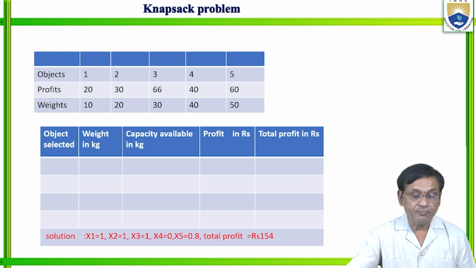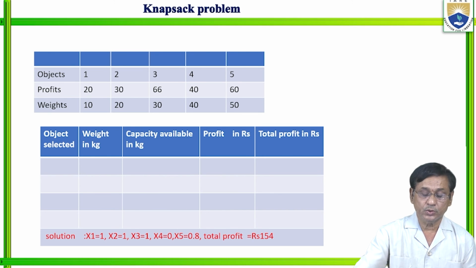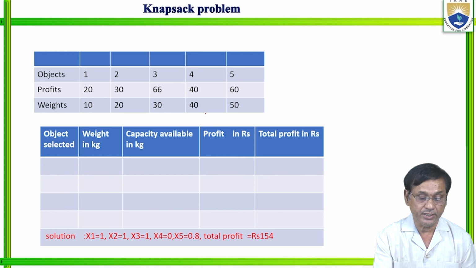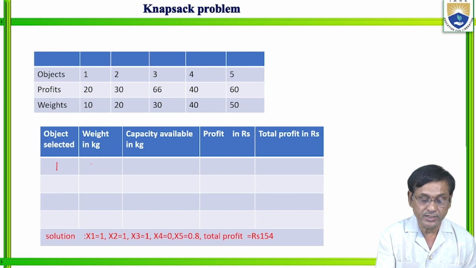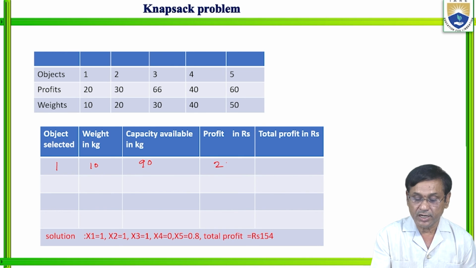Considering smaller weight objects first. So which one is having smaller weight? 10, 20, 30, 40, 50. So first you consider the first job, and the weight is 10 kg, capacity is 90 kg, and the profit is 20, and the total profit is 20.